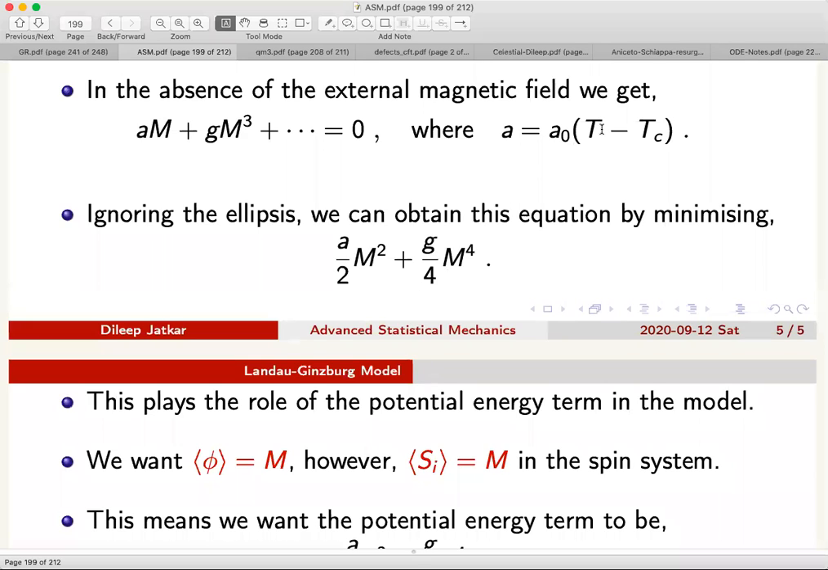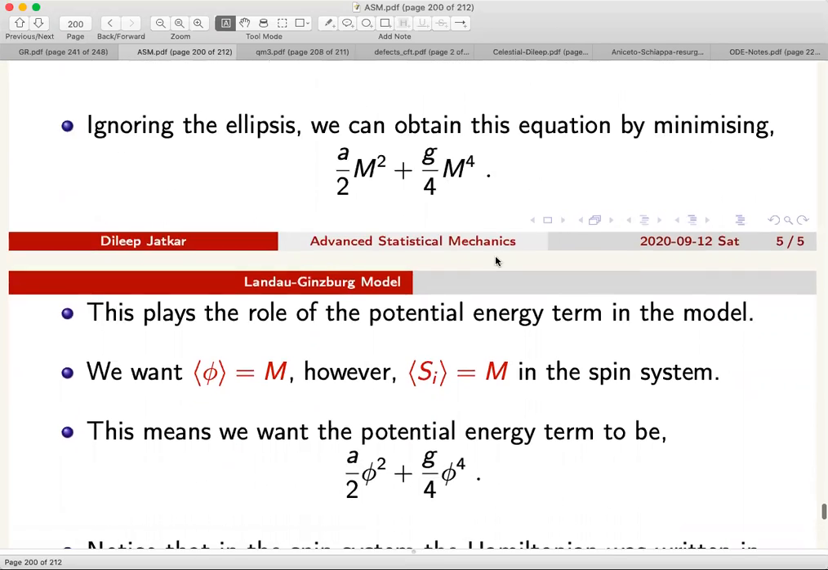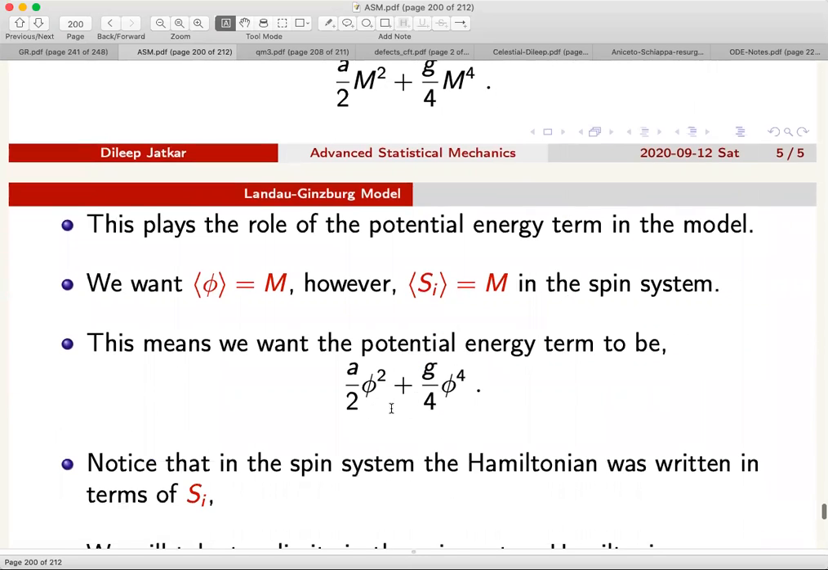Therefore the system has two different types of behavior as you go from T greater than Tc to T less than Tc, and that is precisely what Landau-Ginzburg exploit in this model. As we go ahead, we will see how that happens, probably not today, but maybe in the next class. So the potential energy functional for the order parameter takes a form like this, with A having a linear T minus Tc dependence.